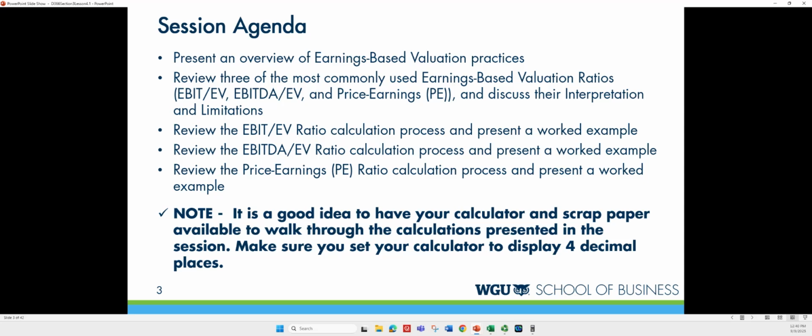Something to note is that as you're going through this session, it's a good idea to have your calculator and scrap paper available as you walk through the calculations presented here in the session. Make sure your calculator is set to 4 decimal places as we walk through these examples.